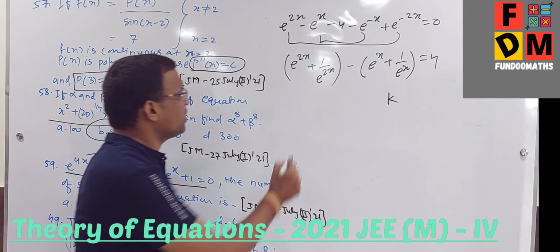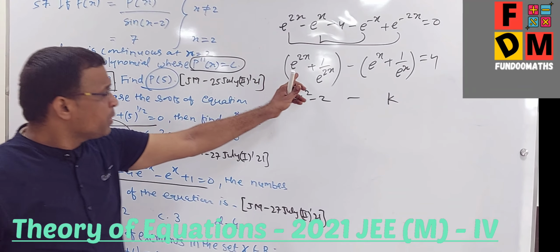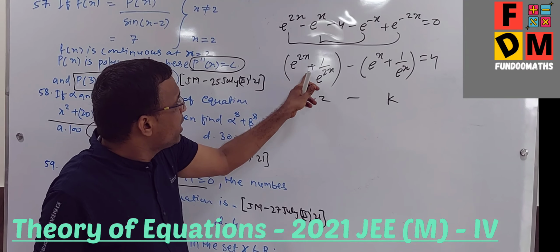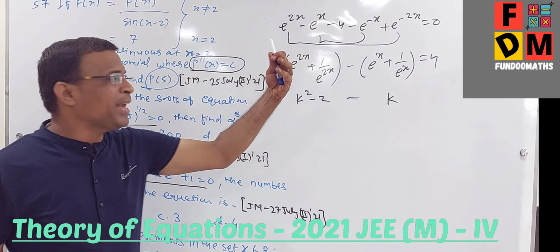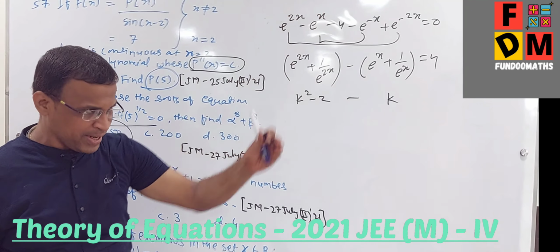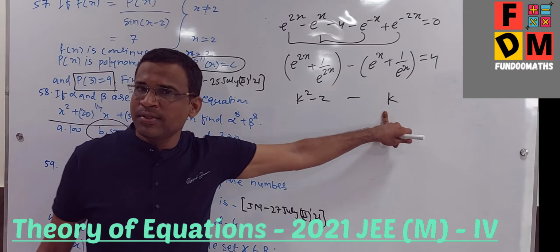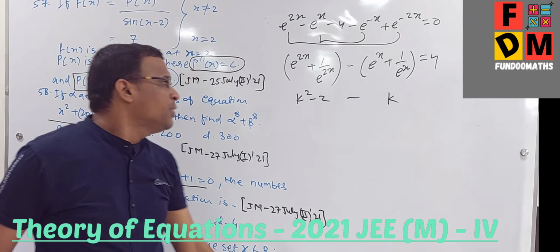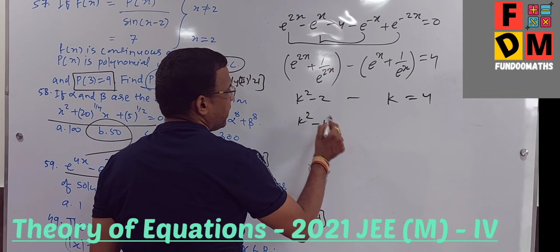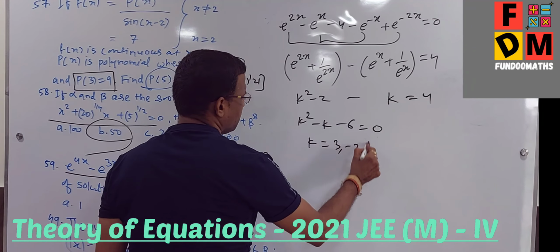Something like this. So e power x plus 1 upon e power x should be substituted with say k. So what will this be? It will be k square minus 2, isn't it? Because it is like y square plus 1 upon y square, so we have to add 2. So plus 2, that will be (y plus 1 upon y) whole square. And since I added 2, minus 2, and y is this. Fine, and is equal to 4. So it gives me k square minus k minus 2 minus 4, which is minus 6, is equal to 0. So that gives k is equal to 3 and minus 2.